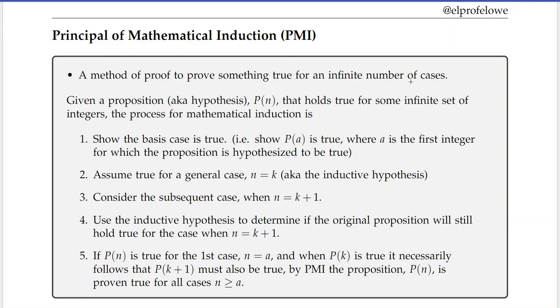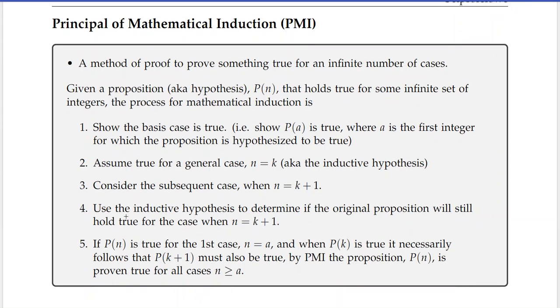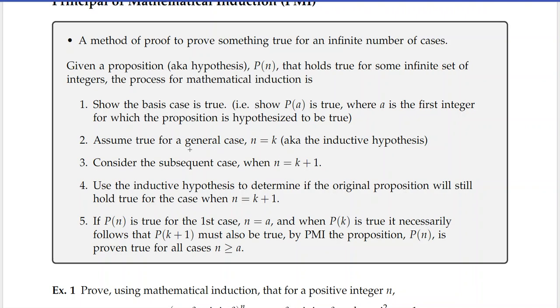The process becomes to show that the basis case is true. So you show that the first integer value for which the proposition is hypothesized to be true, when input into the proposition, does work. Then we assume true for a general case. Then we consider the subsequent case, and we use that inductive hypothesis, where we assume true for the general case, to determine if the original proposition will still hold true.